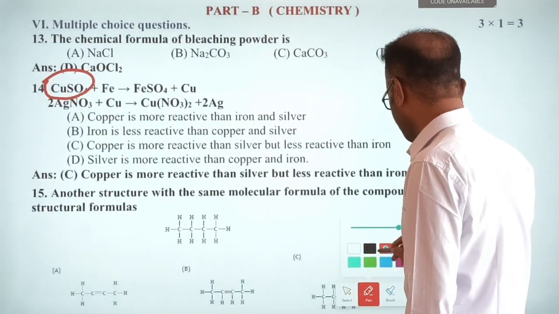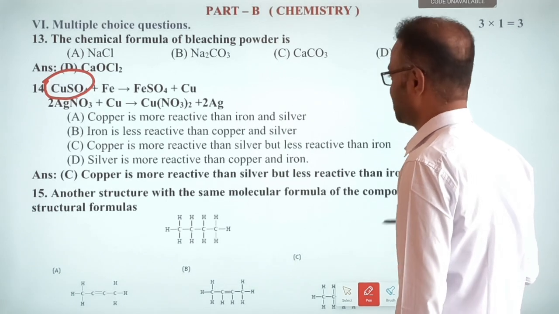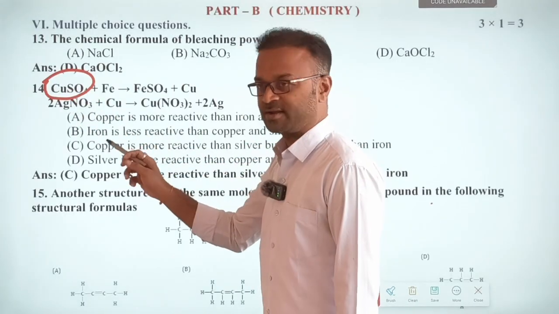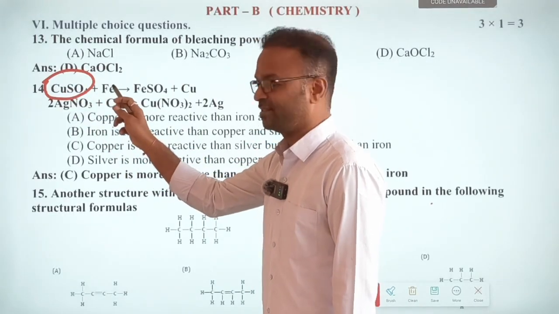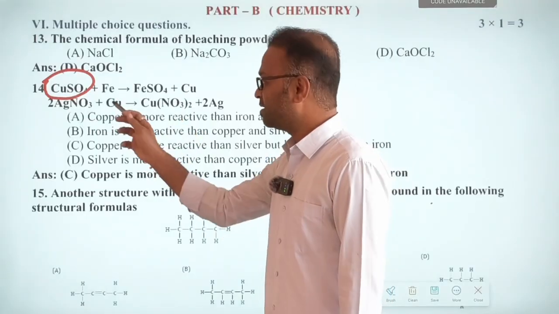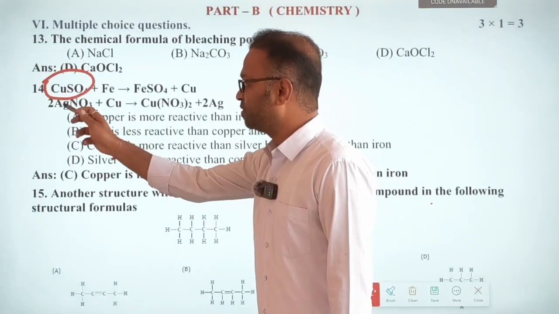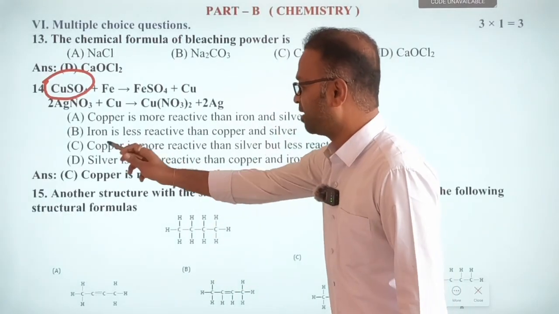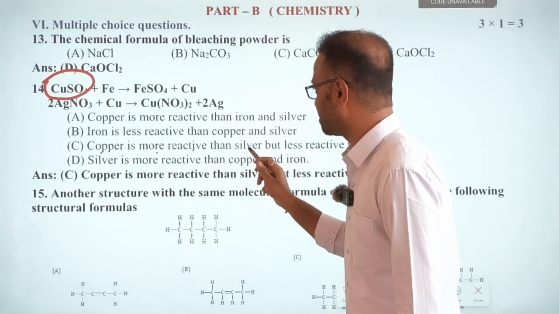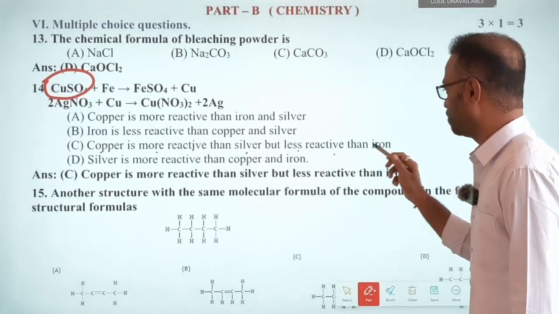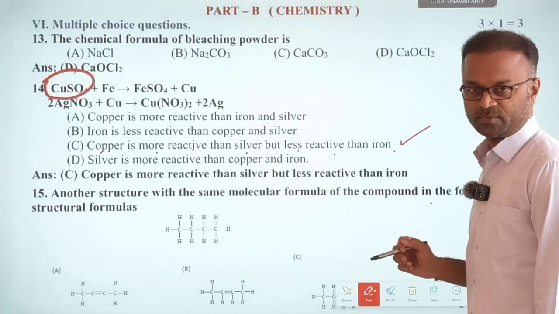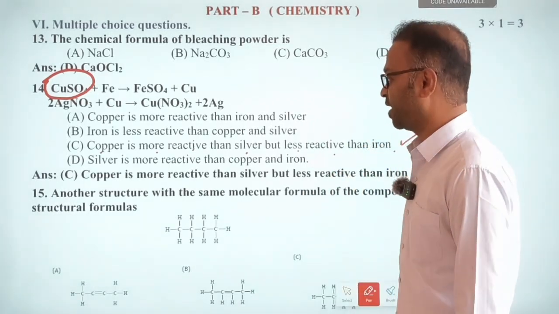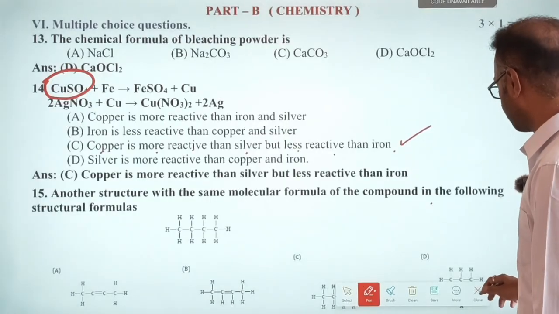That means we need to understand which is more reactive and which is less reactive. Copper is less reactive than iron, and that is the reason iron is able to displace copper. In the second equation, copper is more reactive than silver, so copper displaces silver from its salt. The correct option is: copper is more reactive than silver but less reactive than iron. So you should know the reactivity series for sure, because so many questions arise from it. Make sure you know the correct series.